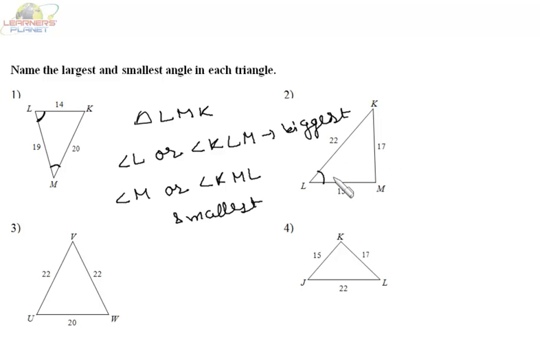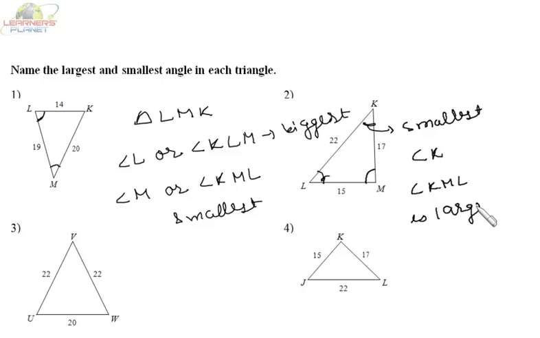So this angle will be the smallest. This angle will be the smallest since 15 is the smallest side. So the angle opposite to that will be smallest. So it is smallest. Or we can say angle K will be the smallest. And the biggest length is 22. So the angle opposite to it, that is angle M, or we can say KML, is largest. So quite simple.